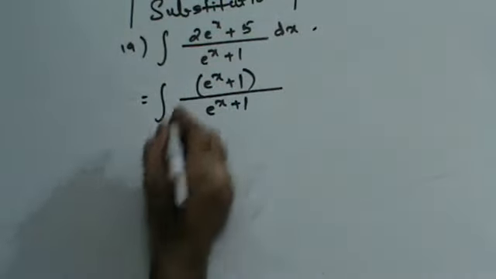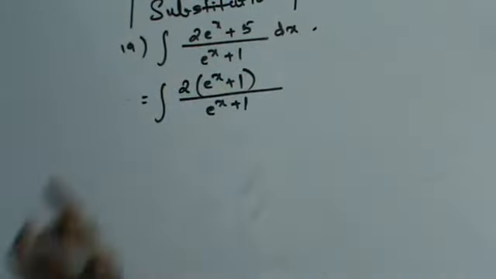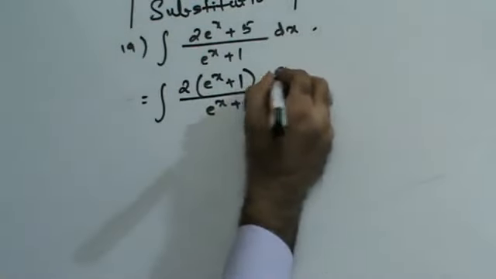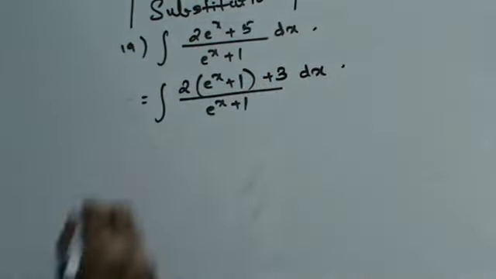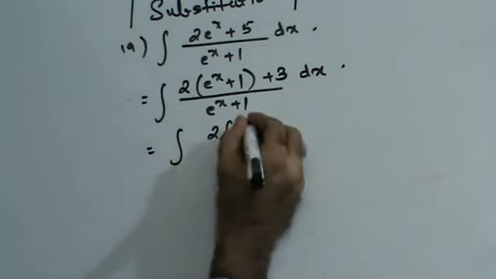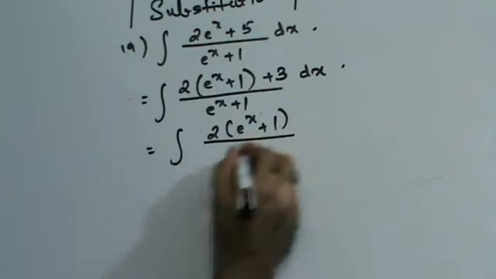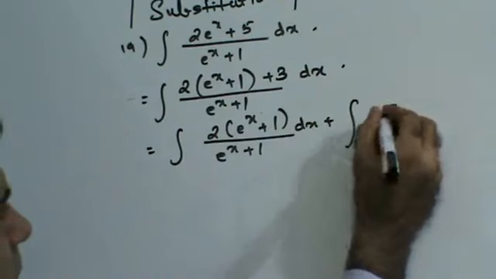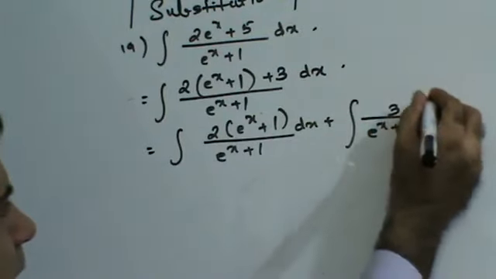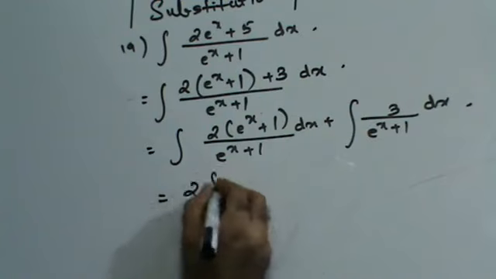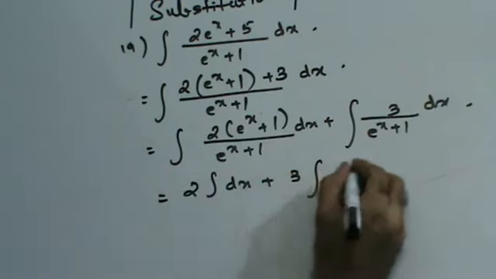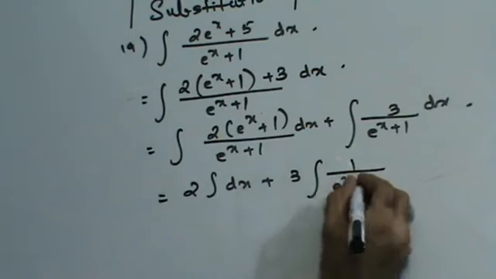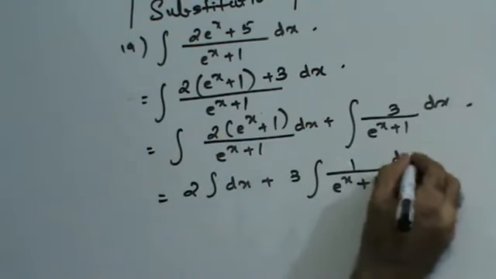Now, in order to get 2e^x, I multiply by 2. So I'll get 2e^x + 2, but I want 2e^x + 5, hence I will add 3. Split the numerator: integral of (2(e^x + 1))/(e^x + 1) dx plus integral of 3/(e^x + 1) dx. This is 2 integral of dx plus 3 integral of 1/(e^x + 1) dx.